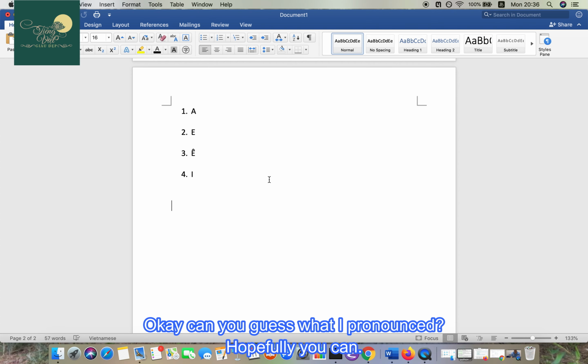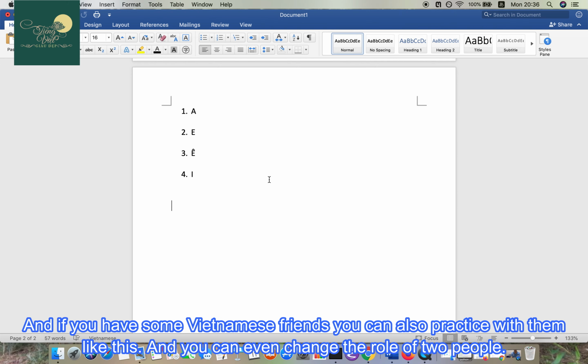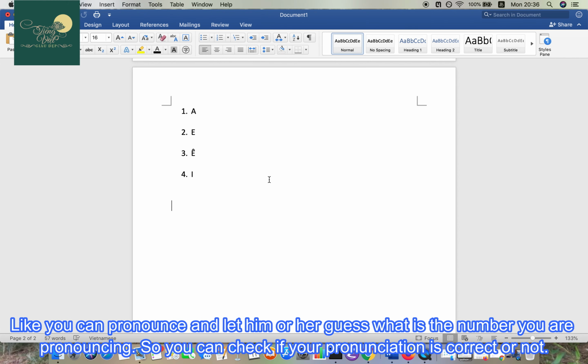Okay, can you guess what I pronounced? Hopefully you can. And if you have some Vietnamese friends, you can also practice with them like this. And you can even change the roles of the 2 people. You can pronounce and let him or her guess the number you are pronouncing. So you can check if your pronunciation is correct or not.